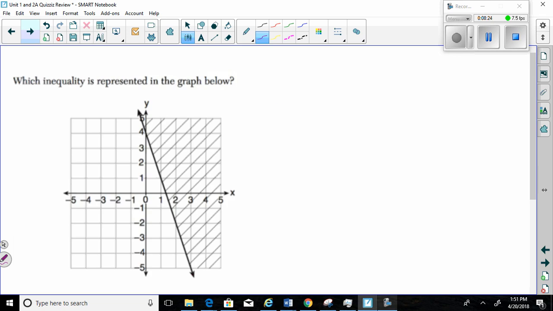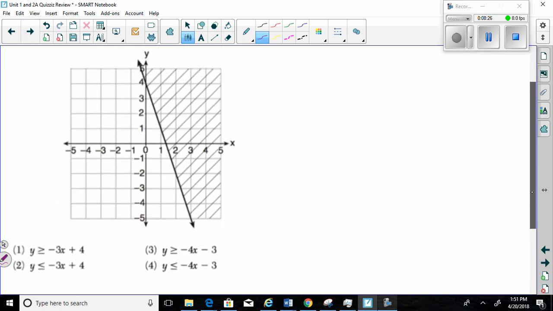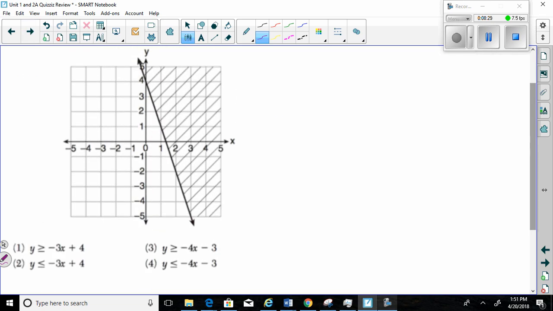All right. So we're trying to find which equation represents this. So first of all, what is your y-intercept here? 4. Positive 4, right? Your y-intercept, your b, is 4. Which one doesn't have 4 as their y-intercept? See how they have 4 as their slope? Then the only difference is the sign. So is it shaded above or below? Above. So what's your answer?